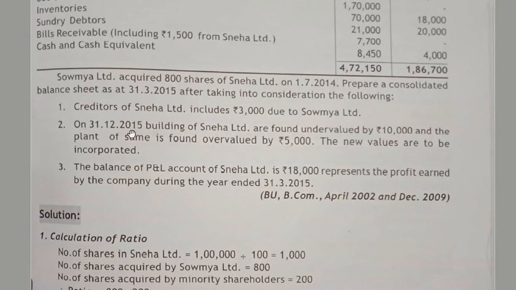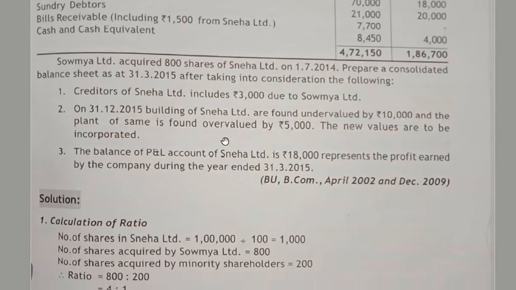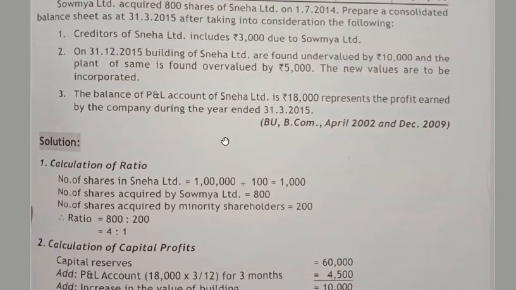And on 31st 12 2015, the building of Sneha Limited is found undervalued by 10,000 and the plant of the same is found to be overvalued by 5,000. So the undervalued amount needs to be added to make it the correct amount. The overvalued amount needs to be deducted respectively from your capital profits. So the new values are to be incorporated.